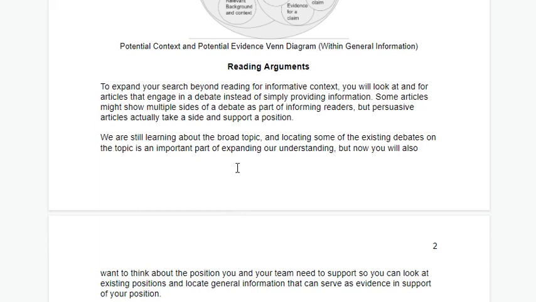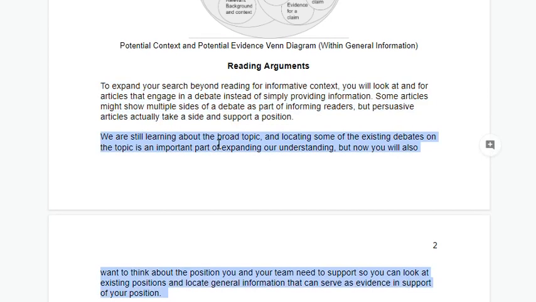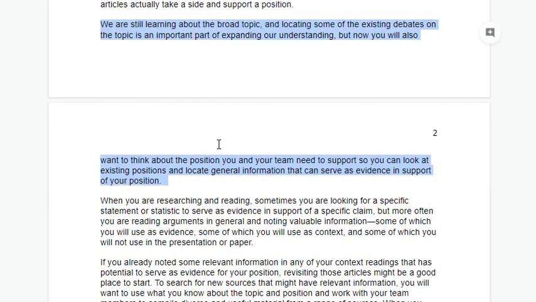Reading arguments. To expand your search beyond reading for informative context, you will look at and for articles that engage in a debate instead of simply providing information. Some articles might show multiple sides of a debate as part of informing readers, but persuasive articles actually take a side and support a position. We are still learning about the broad topic, and locating some of the existing debates on the topic is an important part of expanding our understanding.